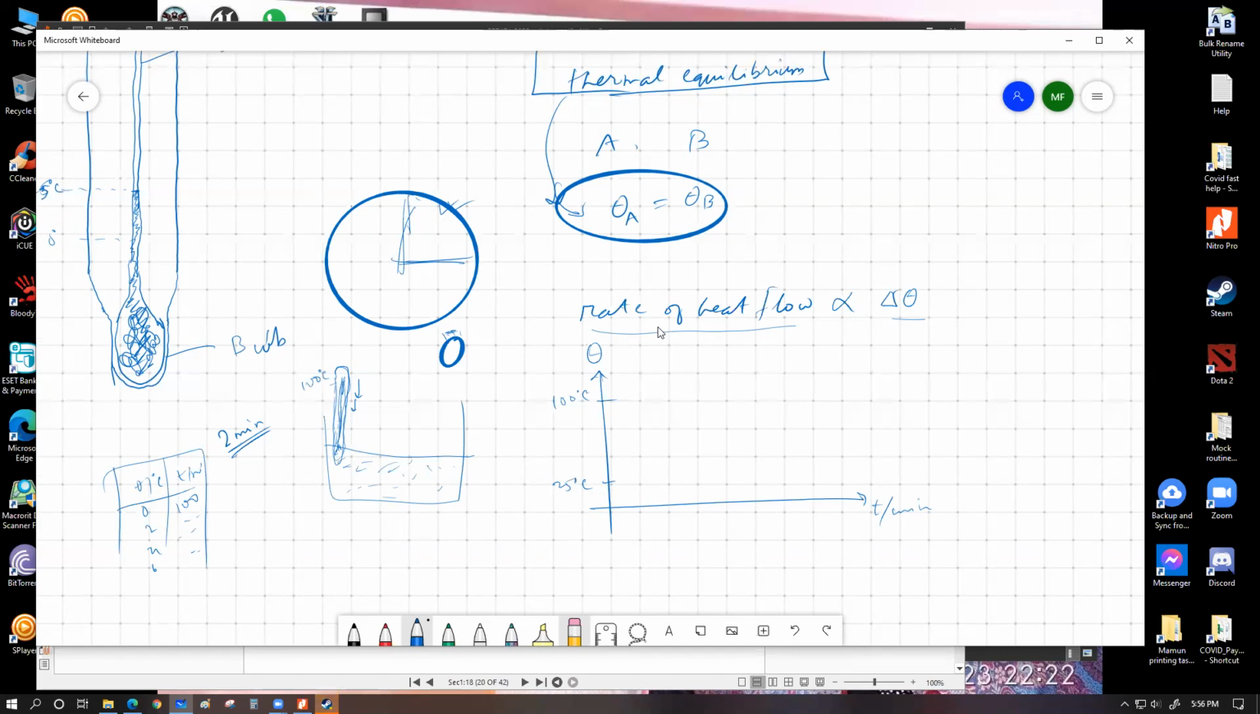Let's say at this point it's going to undergo some cooling. Let's say within the first 2 minutes, the temperature drops to 95. It should be more. Let's say in the first two minutes, the temperature drops to 85. So how many degrees Celsius drop do you have?